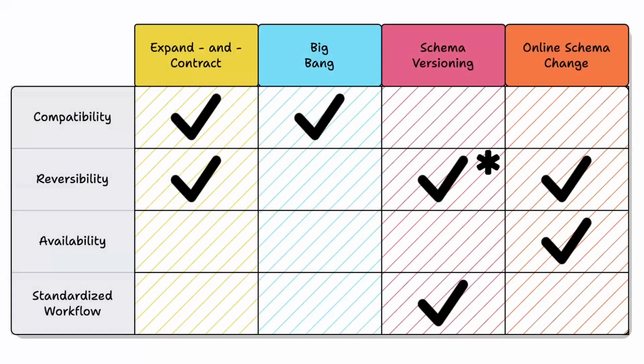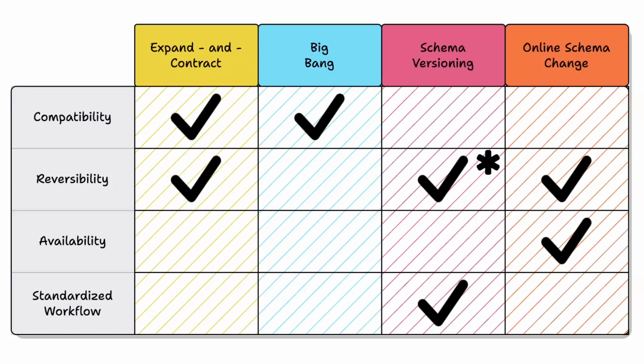So what are the pros? Expand and contract addresses the compatibility problem by shunting the difficulty onto the database. Essentially, different parts of the database satisfy the needs of each code version. This approach also addresses the challenge of reversibility. Until the contract step, everything the old code needs is still present, so the database changes can be undone without data loss.